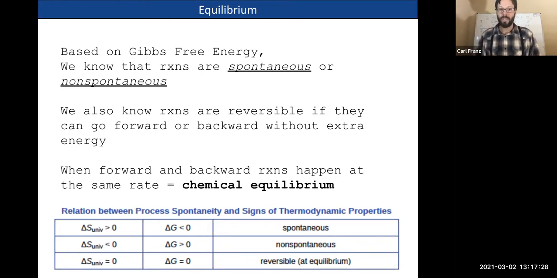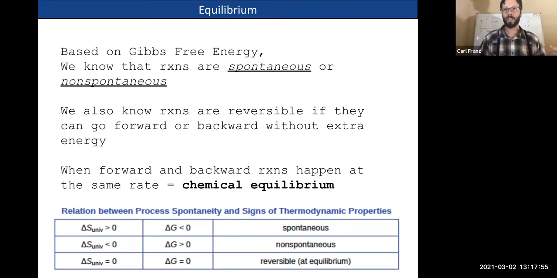They're reversible if they can be changed without extra energy. Okay. Now, what that brings to today is when that forward and backward interchange between the reactions happens at the same rate, then we reach equilibrium.